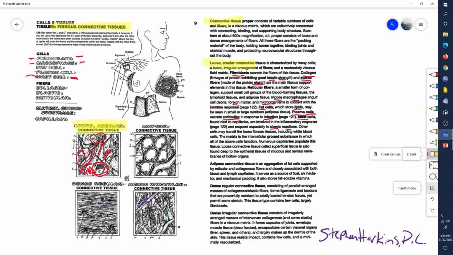Well, all of our tissues need blood supply, right? So here we have a capillary. You can see right here, bringing blood to the loose areolar connective tissue. And the blood will sort of seep out of the capillaries into the matrix.